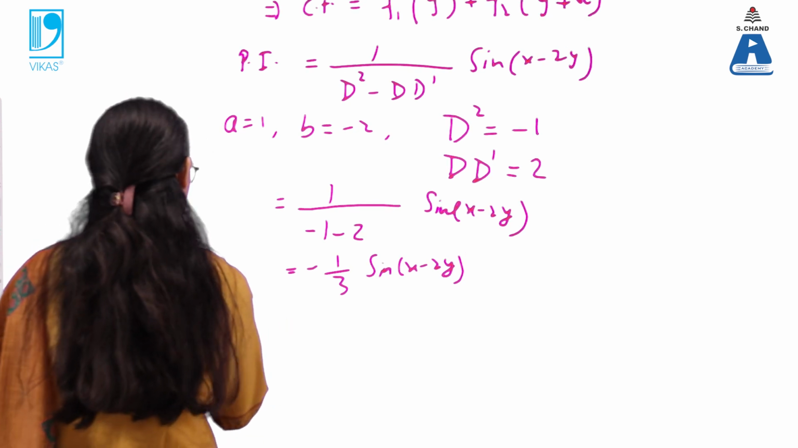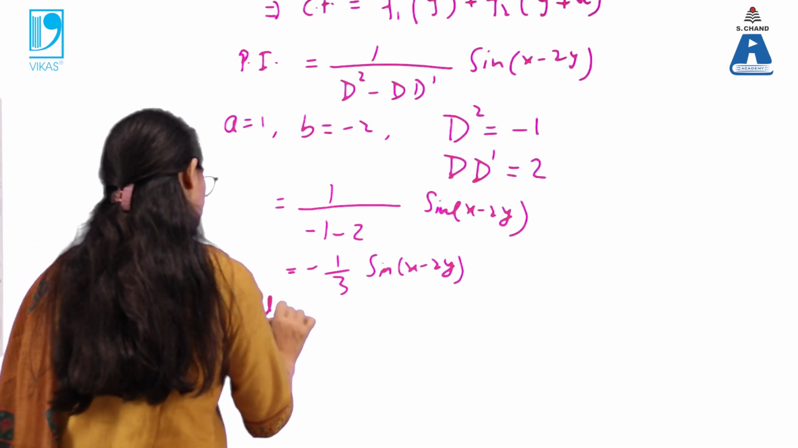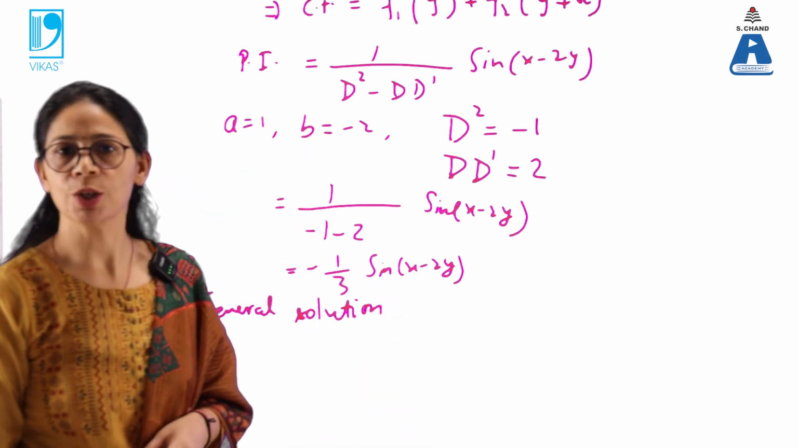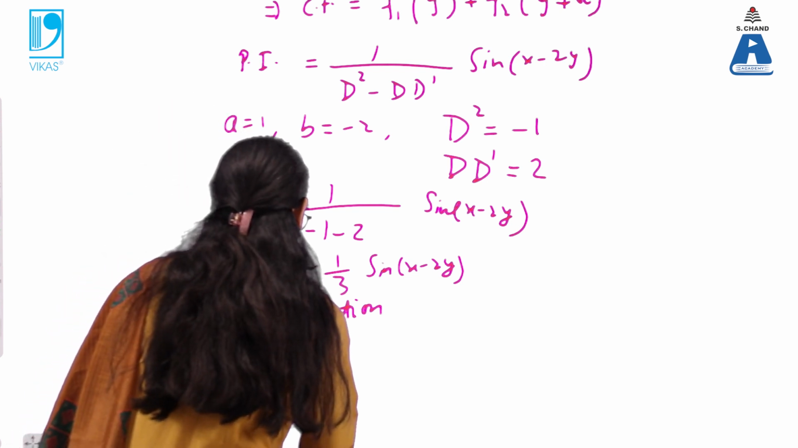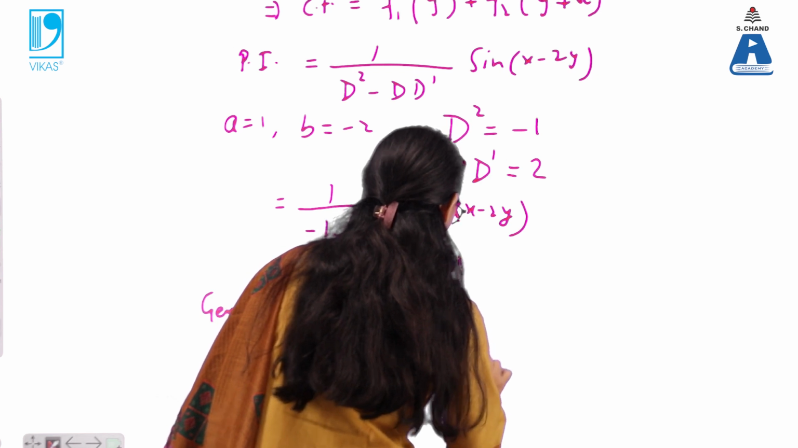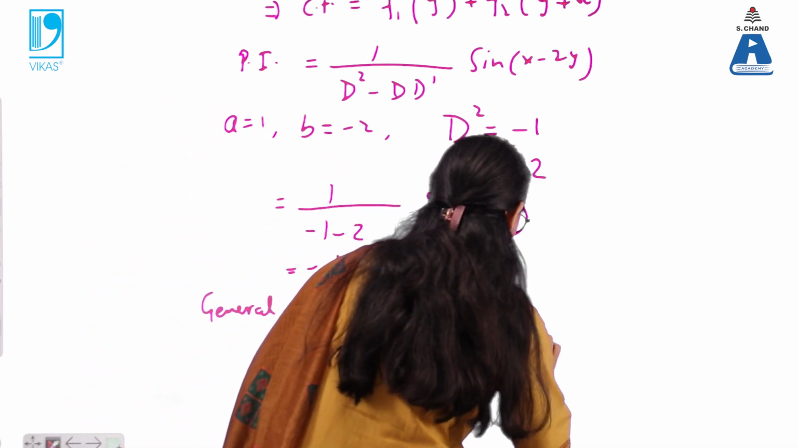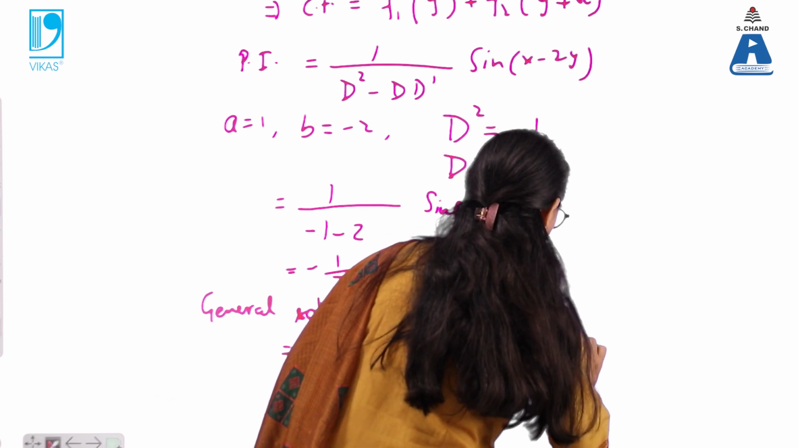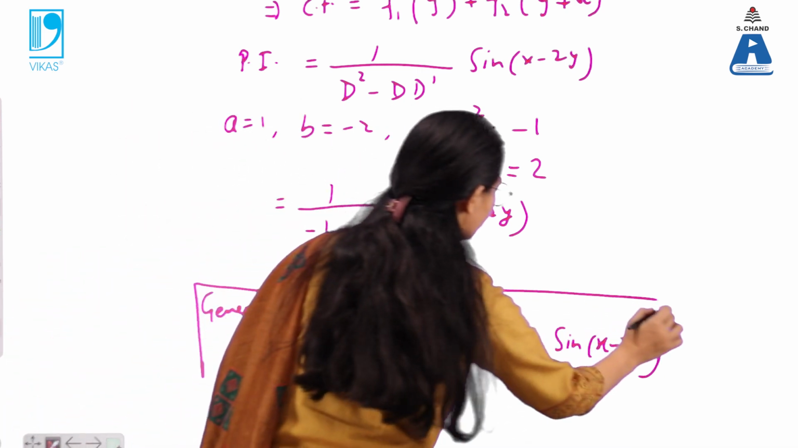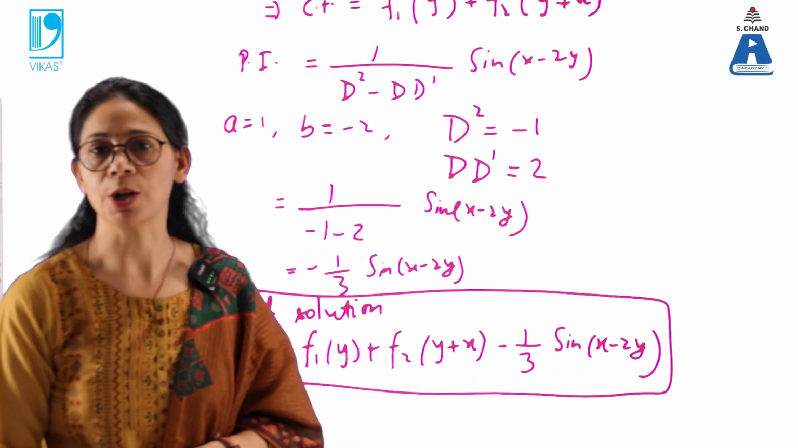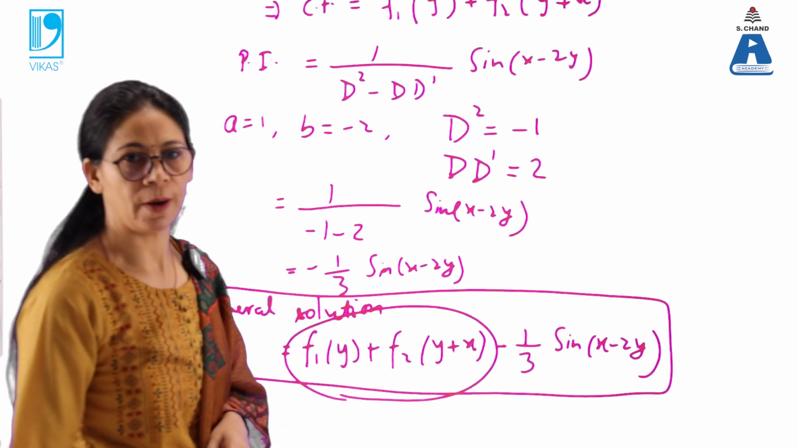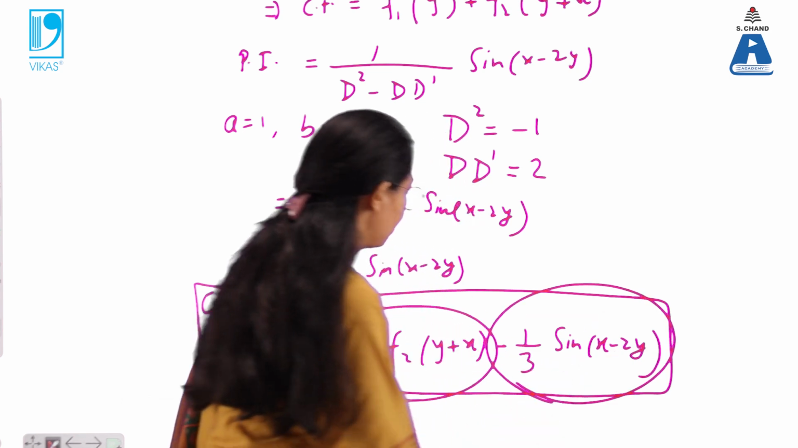Therefore the general solution will be written as the combination of the complementary function and the particular integral. The complementary function is f1(y) plus f2(y plus x), and the particular integral is minus 1 over 3 sine of (x minus 2y). So that's how the general solution for the given second order linear partial differential equation will be written, where this part is called the complementary function, and this part is called the particular integral.